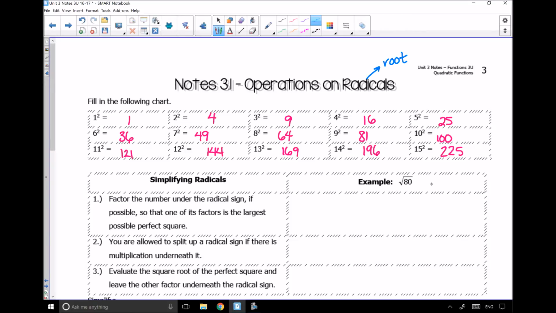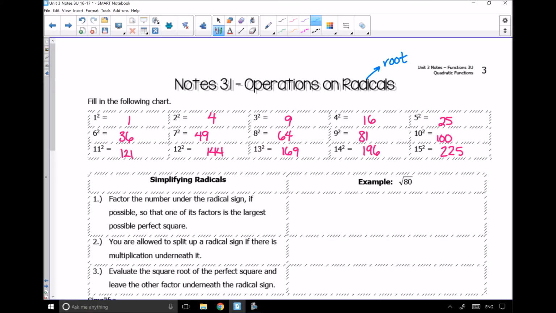If I asked you to find the square root of 16, for example, you could tell me easily that the answer is just 4 because 16 is a perfect square. If I asked you to find the square root of 25, same thing, you could easily just tell me the answer is 5. But finding the square root of 80, for example, is very difficult because it's not a perfect square. So what we're going to do here is simplify the radical.